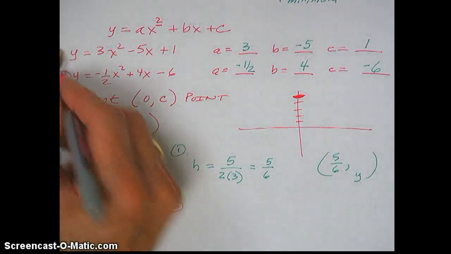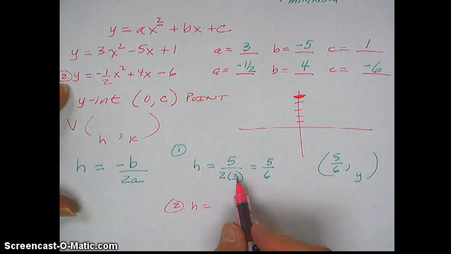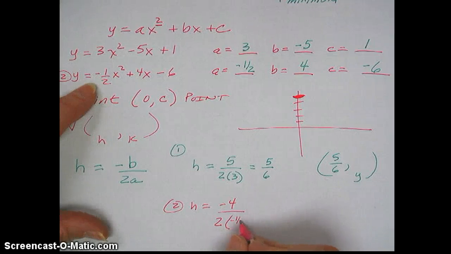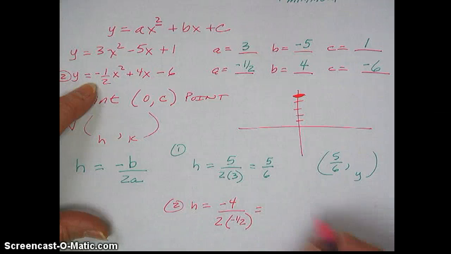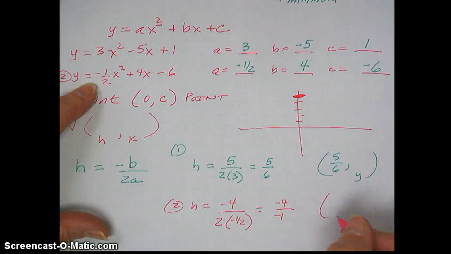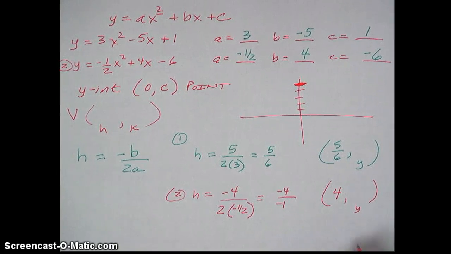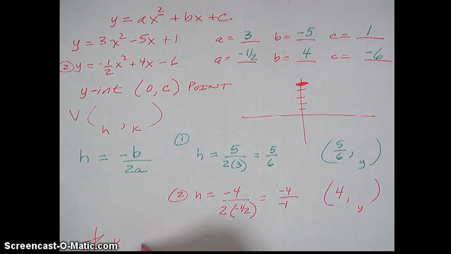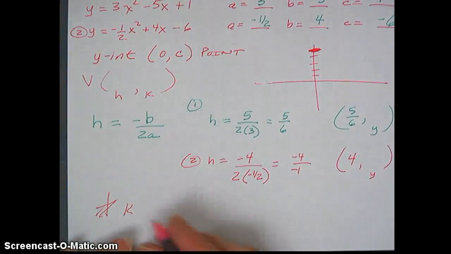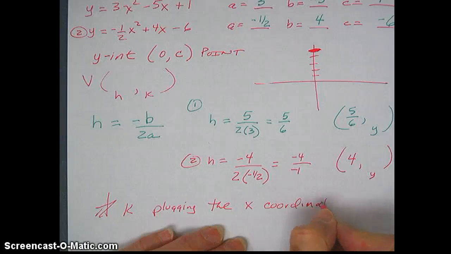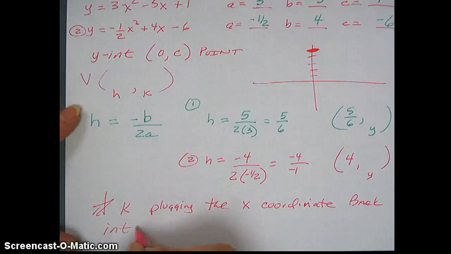Okay, so in example number 2, we plug in the h value is going to be the opposite of b. The opposite of b is a negative 4. All over 2, it's always 2, times a, and a's value is negative 1/2 in this example. Okay. So negative 4, half of 2 is 1, so we'd have a negative 1. So the vertex x point will be a negative divided by a negative, which will be a positive 4. How are we going to get the y point? The y point we're going to get by plugging it back in. Write yourself a note. The k is the y coordinate we get by plugging the x value, the x coordinate, back into the original equation.